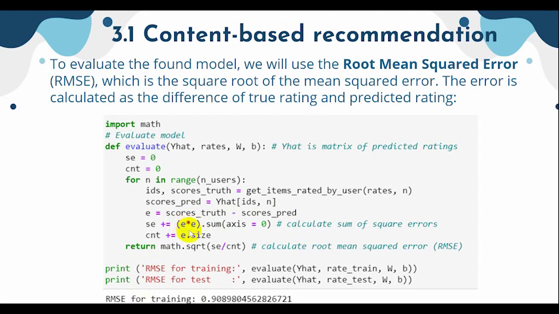we square it, we multiply it by itself, and then we divide by the total number, and then we take the square root of this value, and then we will get RMSE. And the RMSE of our model, let's see, for the training set it is about 0.9, but for the test set it is about 1.27.